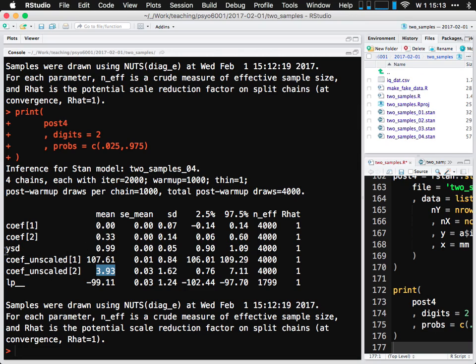We could ask it to actually unscale the noise parameter, how much variability there is in each group, if we want. Yeah, I was going to say. If we're actually interested in having that as part of our output. Okay.